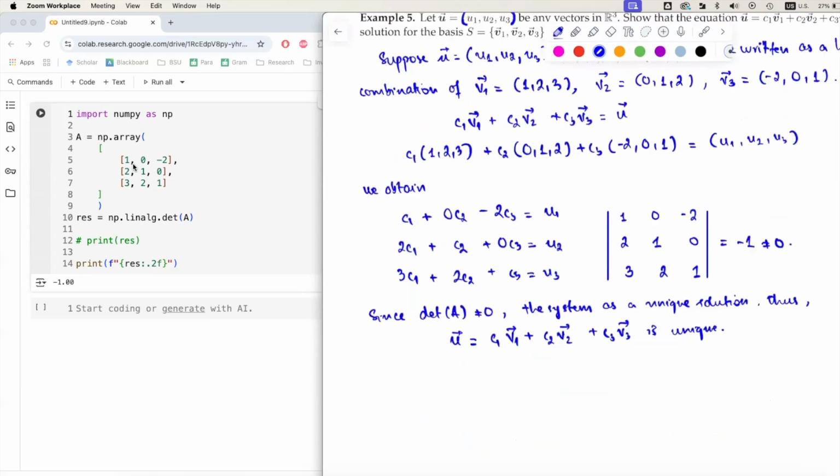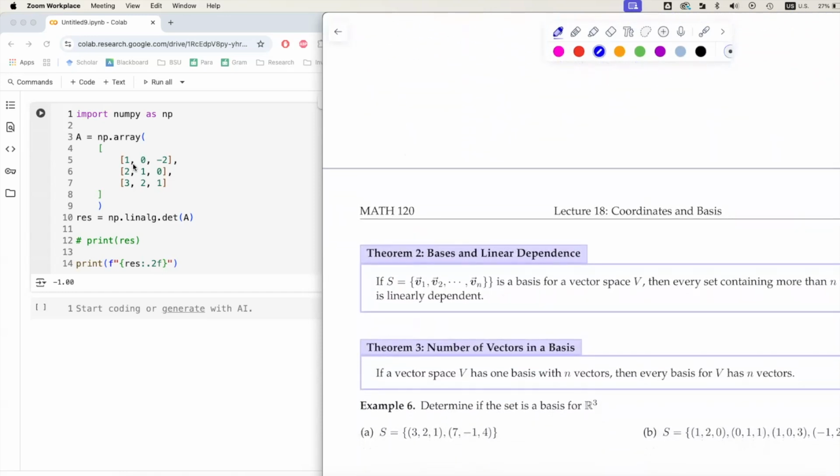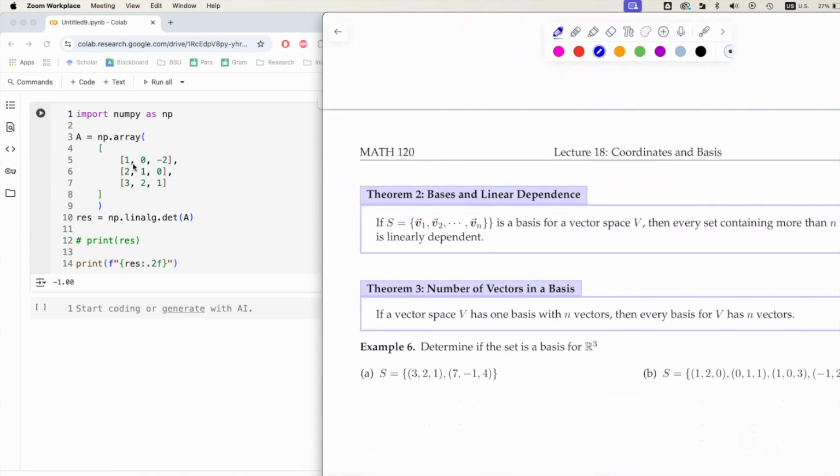Okay. Now let's move on to Theorem 2, basis and linear dependence. If S consisting of the vectors v1, v2 up to vn is a basis for a vector space, then every set containing more than n vectors in V is linearly dependent, right? Because the new vector that you add into this set is a redundant vector, right? Because you just need that many vectors to form a basis for a vector space. Now, if you add an extra vector into the set, then the extra vector is redundant.